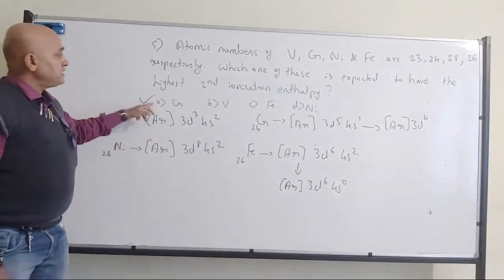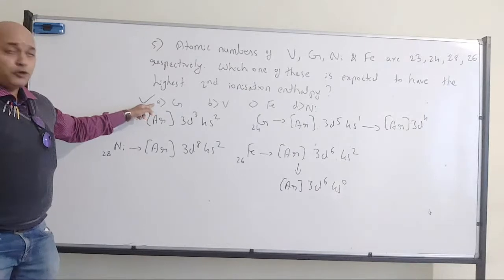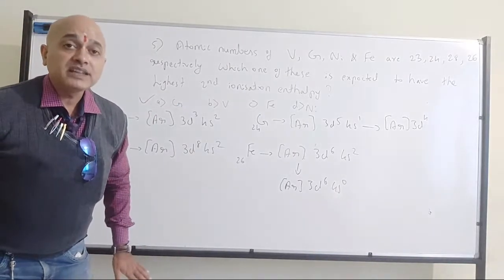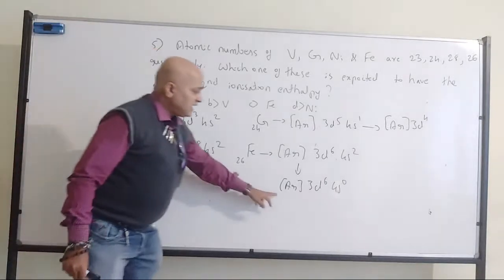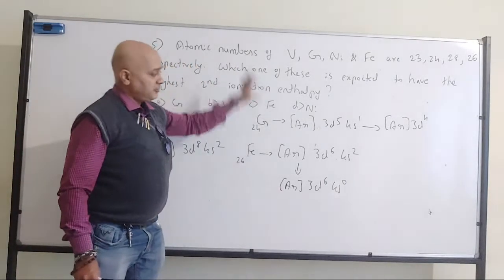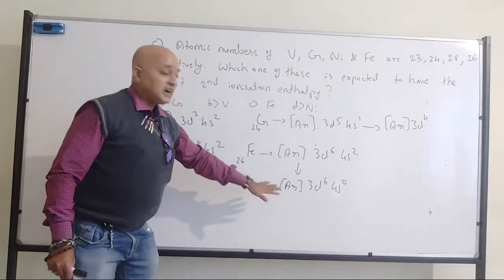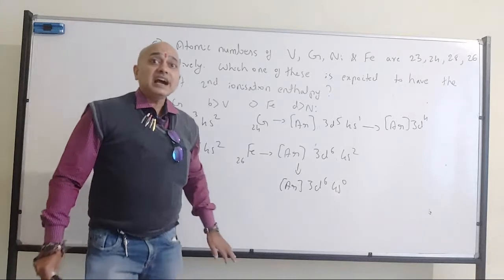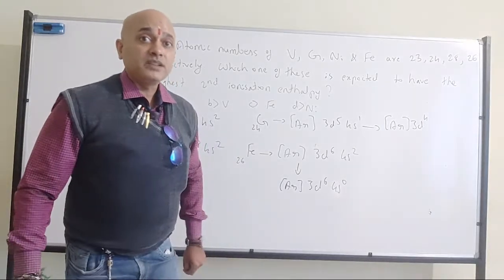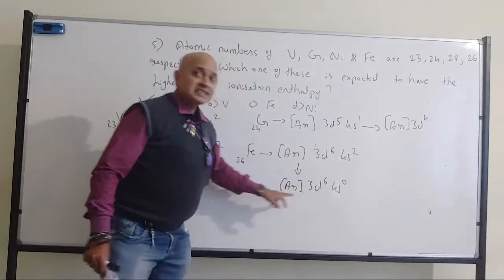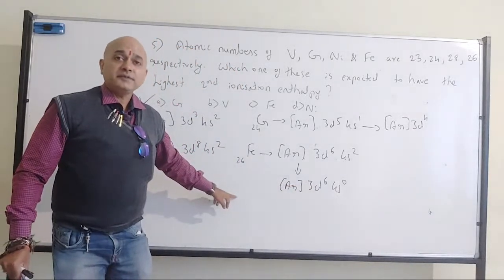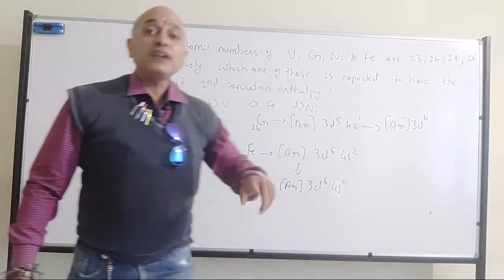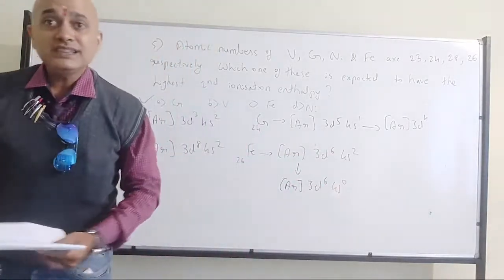Fine. So which should be the answer? Option A. Chromium will require the highest second ionization enthalpy. Now if I take iron, this is not related to this question. If I take iron, removal of another electron, that means third ionization enthalpy, will be easy. Why? Because from 3d6 it is becoming 3d5. So it is attaining stable electronic configuration, that is Fe plus 3. So that is ferric.